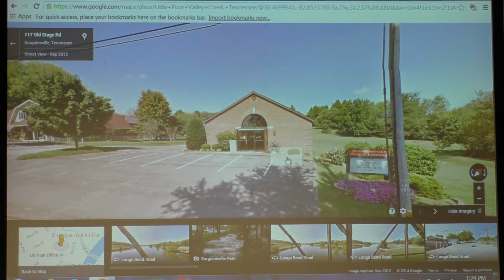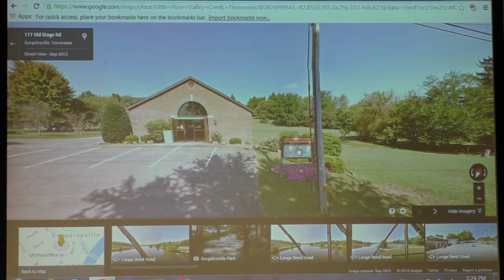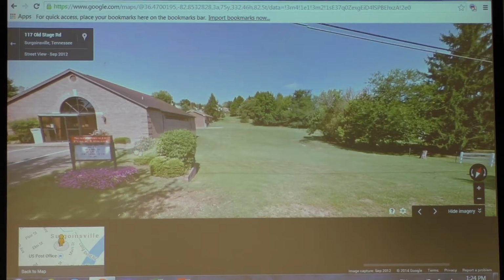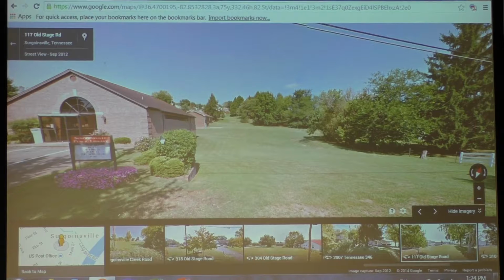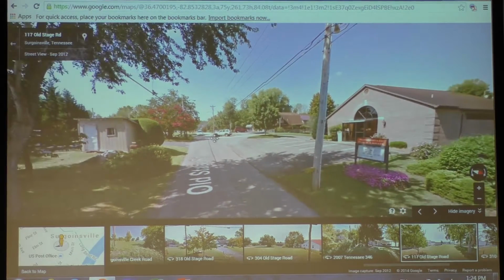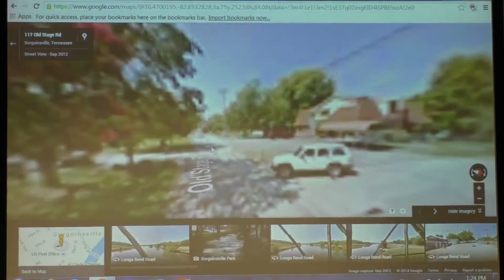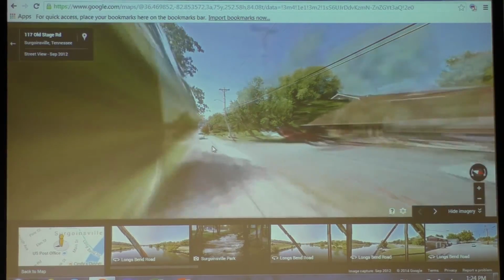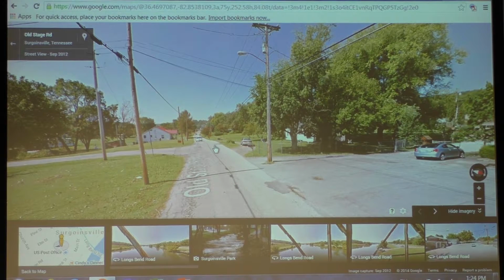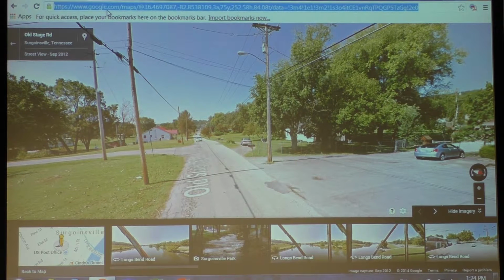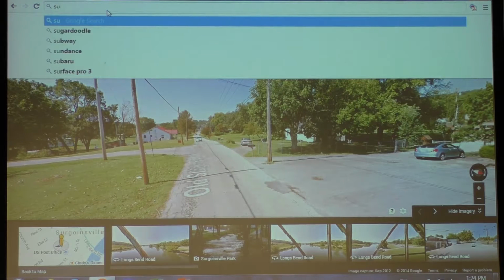Okay, well, the first thing we find is a church. And it's a public library. There's a Baptist church and there's a Methodist church in that town. And it's called Surgoinsville. Okay, Surgoinsville, so let's look that up. Surgoinsville, Tennessee.